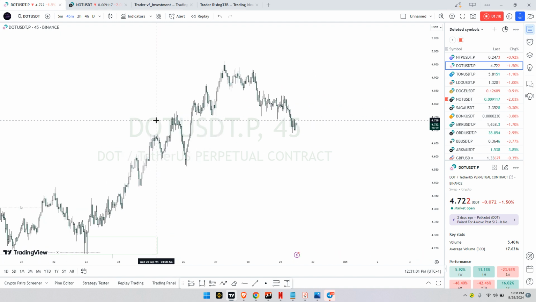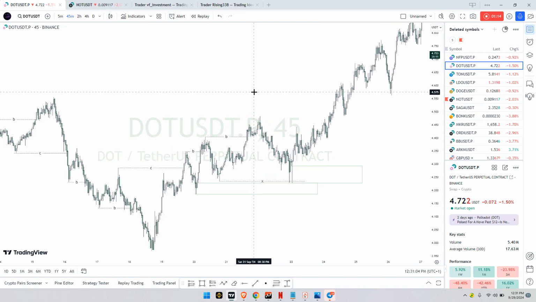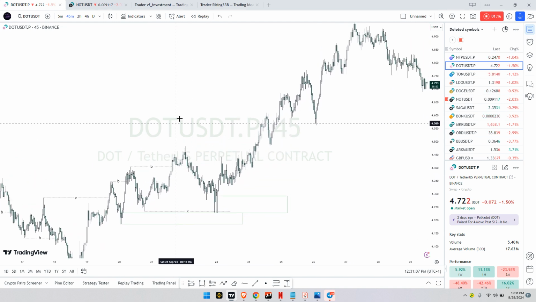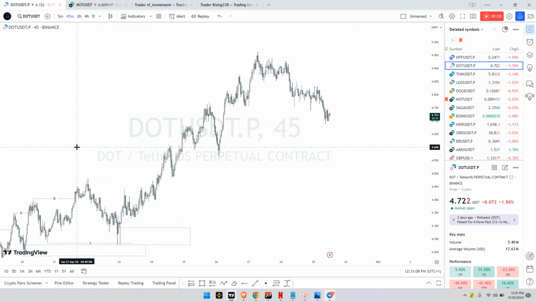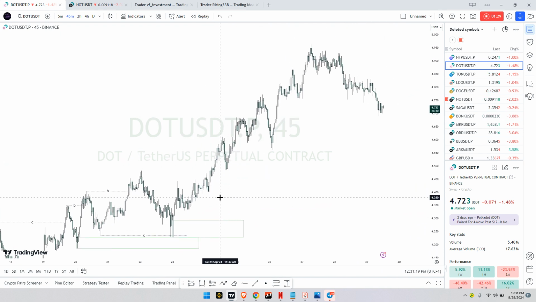Now, looking at this DOT USDT, if I want to take a trade on this, I'm seeing that the market is bullish. It is in a bullish trend. So why is this market bullish? It's bullish because the structure of the market is creating higher highs and higher lows. So this is what I mean by that.